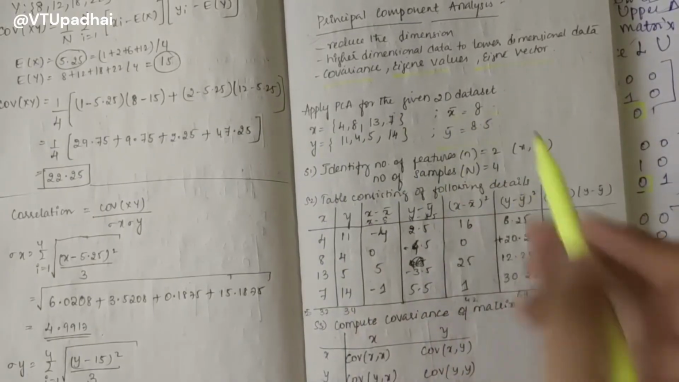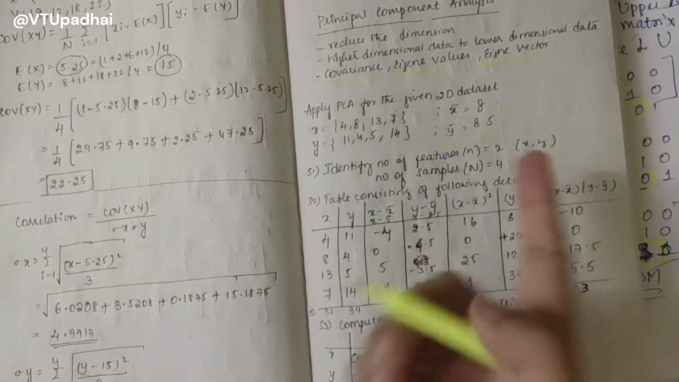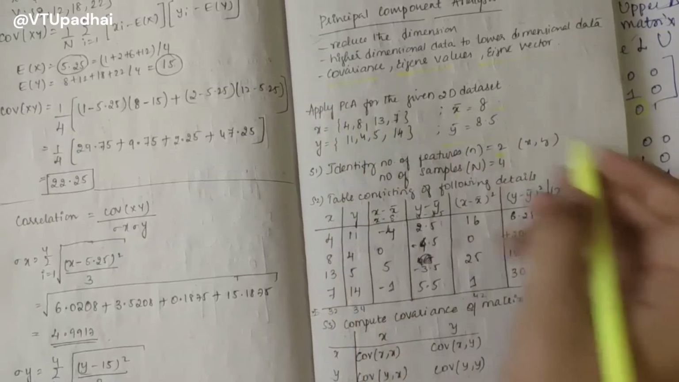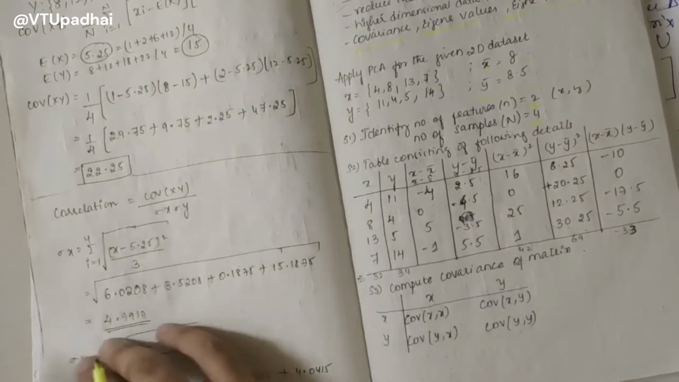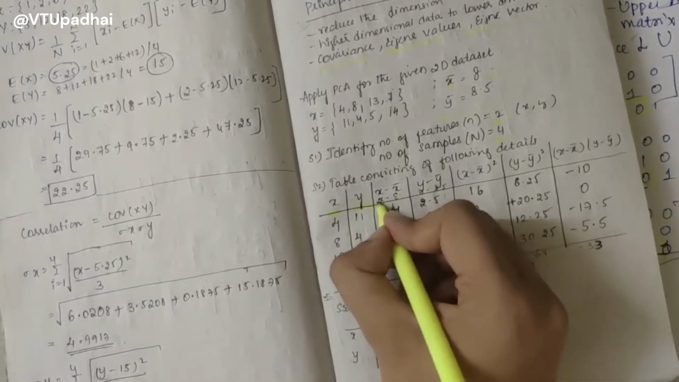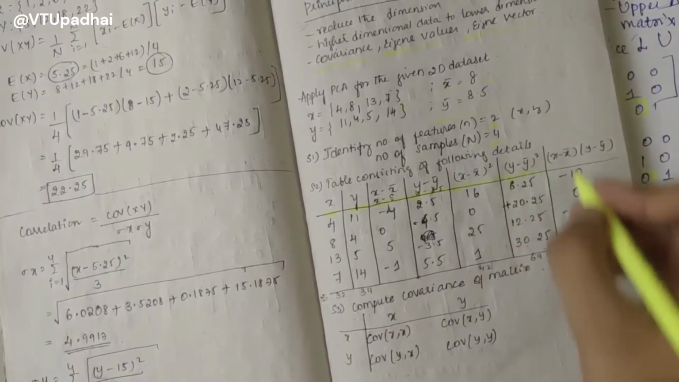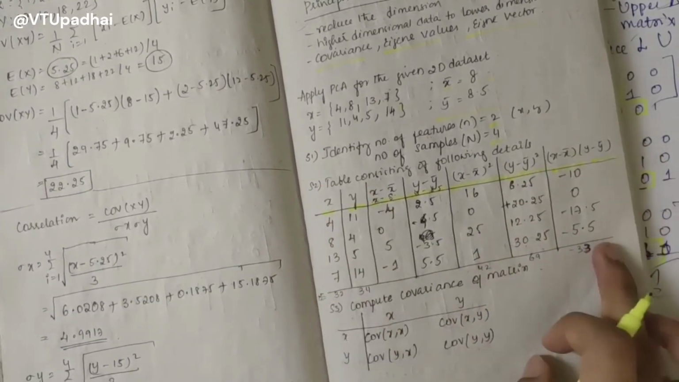We find the mean first, and then we identify the number of features here. Here there are x and y, 2 values, right? So 2 features, and the number of samples given for each is 1, 2, 3, 4. 4 values are given. So I compute this table firstly, which comprises x, y, x minus x bar, y minus y bar, x minus x bar whole square, y minus y bar whole square, x minus x bar into y minus y bar. I perform all the operations and find out the values.